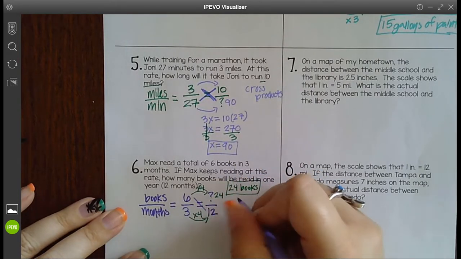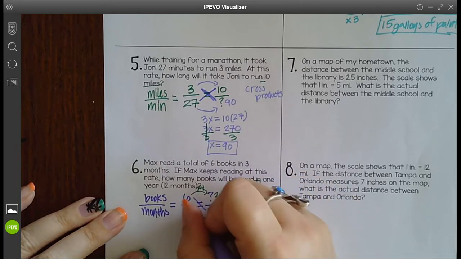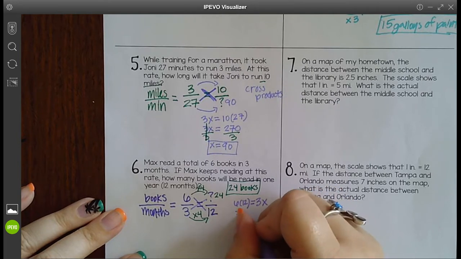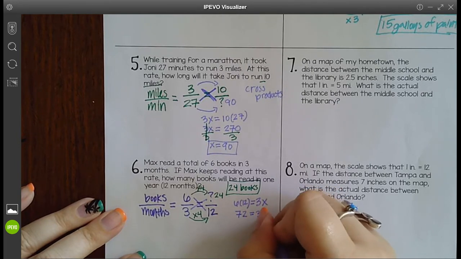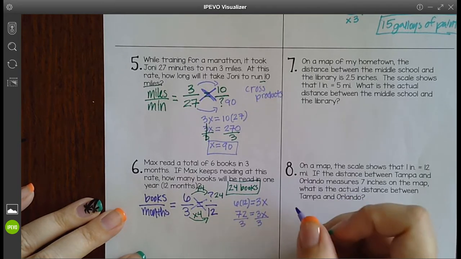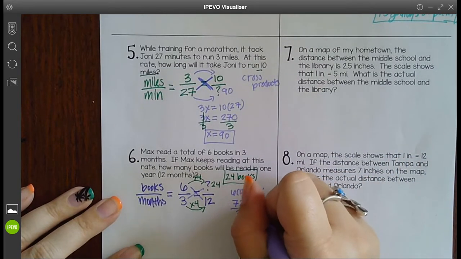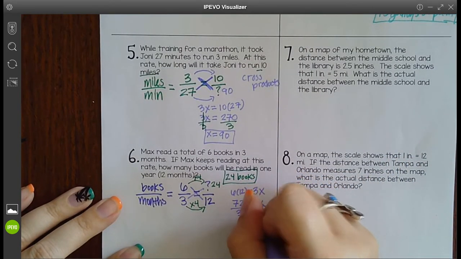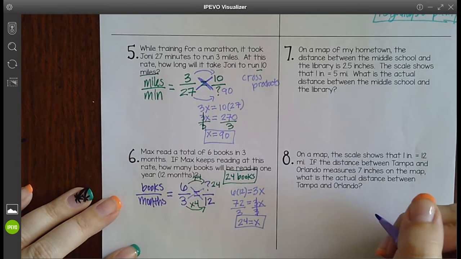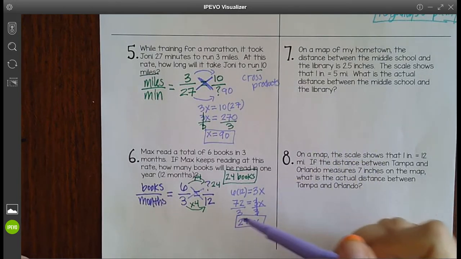I could have gone 6 times 12, because those are across from each other, equals 3 times what? Well, 6 times 12 is 72. And then to get x by itself, you would divide both sides by 3, because whatever you do to one side, you have to do to the other. And 3 divided by 3 is 1, so you have 1x. And 72 divided by 3 is 24. You still get 24.